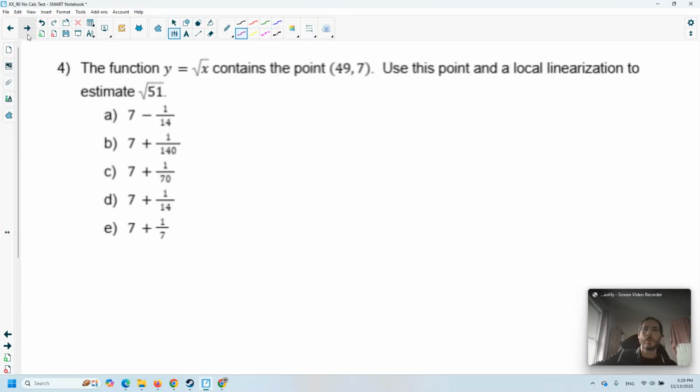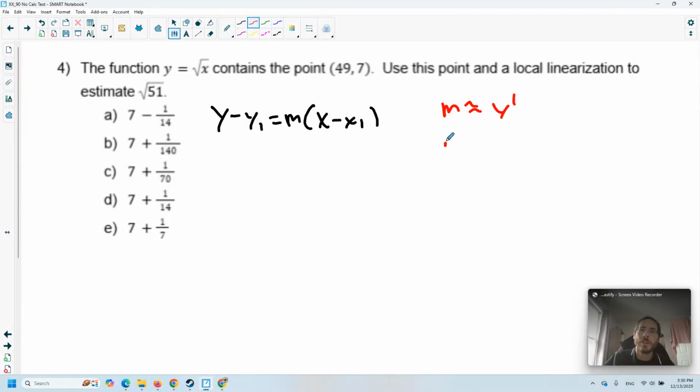All right, for number 4, we got our function y equals the square root of x with our point 49, 7, because the square root of 49 is 7, so that makes sense. Use this point and local linearization to estimate the square root of 51. Since it tells us to do local linearization, we're just doing y minus y1 equals m times the quantity x minus x1. To estimate m, that's going to be like the derivative. So we need to find our derivative.